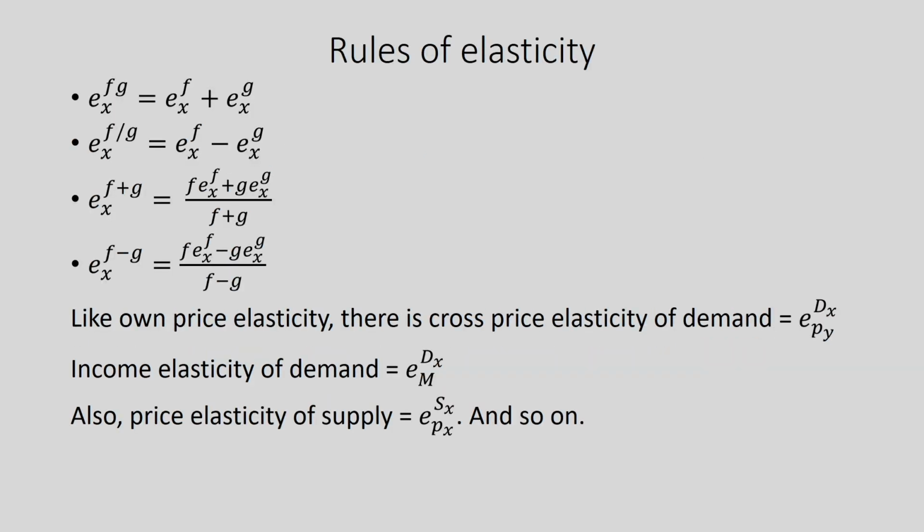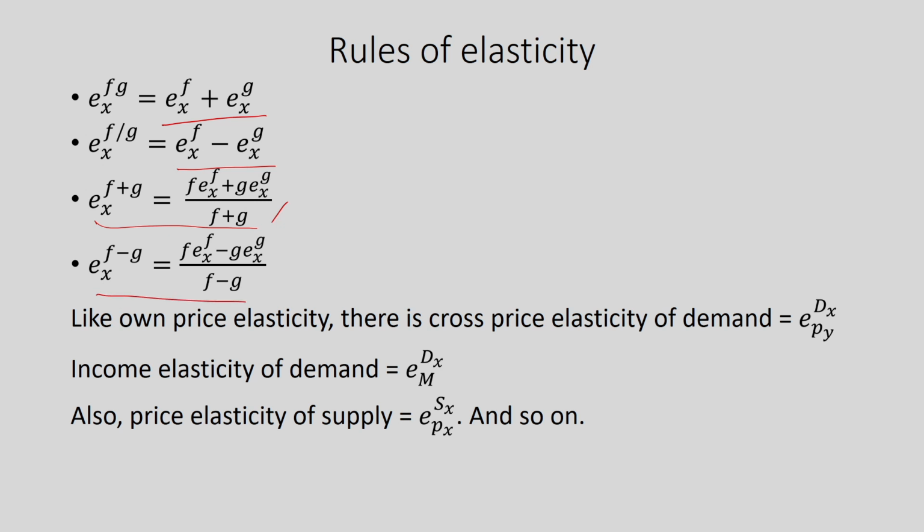And we are going to end with some rules of elasticity. So, if you take f multiplied by g and take the elasticity of that with respect to x, you are going to get E_f,x plus E_g,x. So, it is the sum of the elasticities, and if you take the quotient of them, f divided by g, then it is the difference of them, E of f,x minus E of g,x. If you take the summation of f and g, then it becomes a little bit complicated expression, f times E_f,x plus g times E_g,x divided by f plus g, and similarly if you take the difference, it becomes this expression.